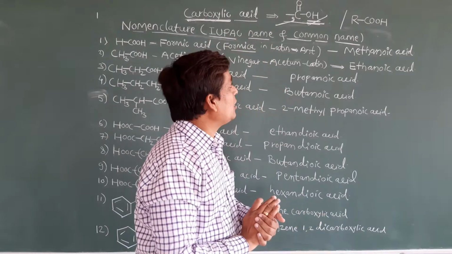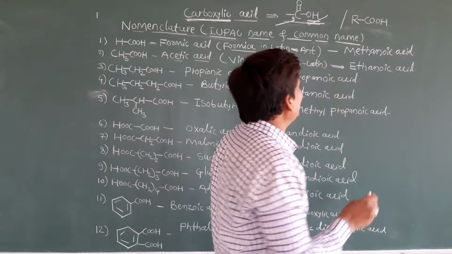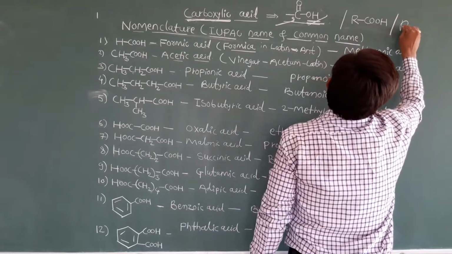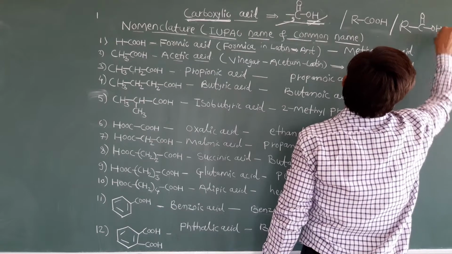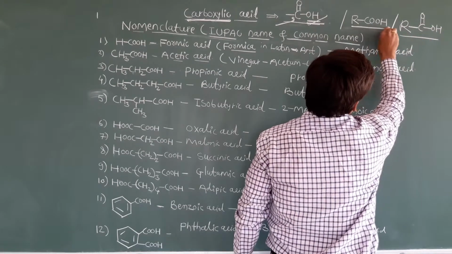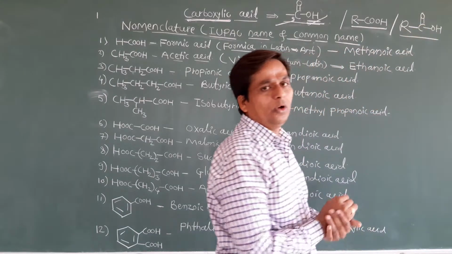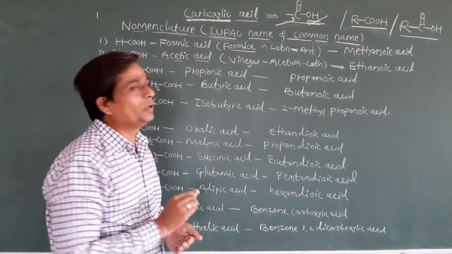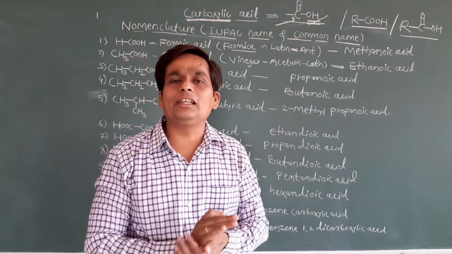So the general formula of this carboxylic acid is RCOOH, or we can write it like this also, R C double bond O OH. Now clear students, you can write it like this, RCOOH, or like this, R C double bond O OH. Okay, now all of you clear? This is the general formula of carboxylic acid.